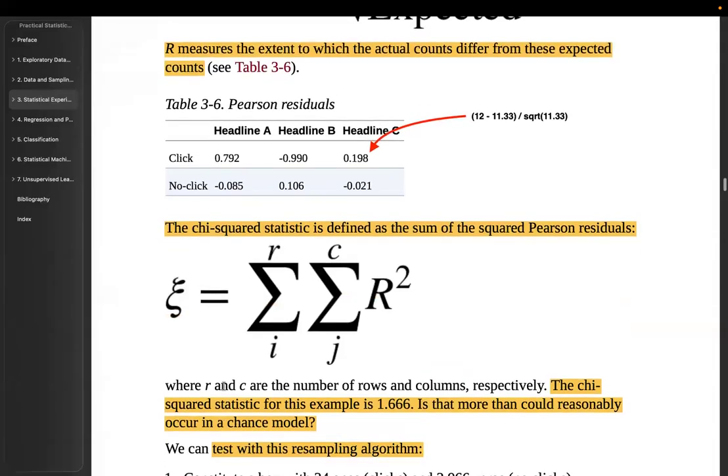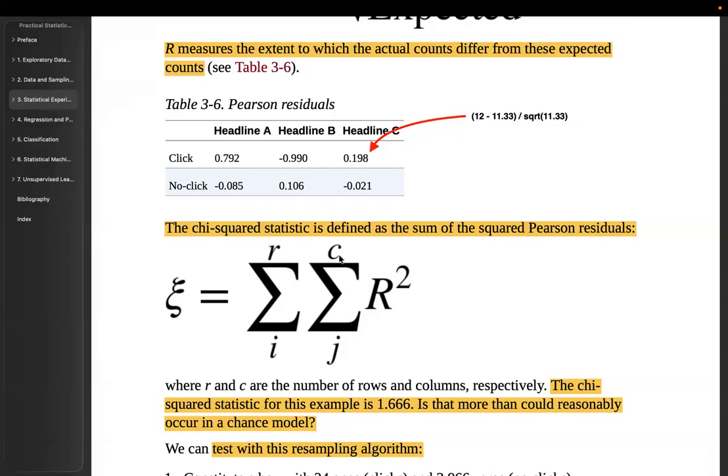The next step is finding the chi value. The chi-squared statistic is defined as the sum of squared Pearson residuals. Actually, square and sum, sorry. Square all of them so you don't get negatives, all are positive. So this is R, we square the R, and we sum along the rows and along the columns, which means all of them.